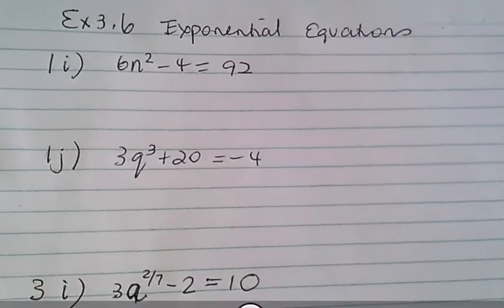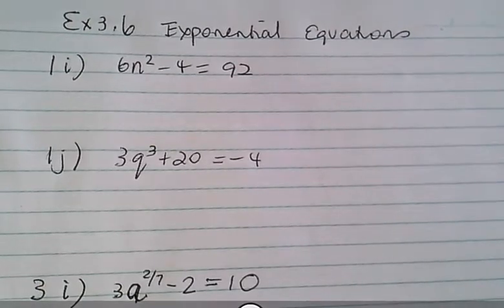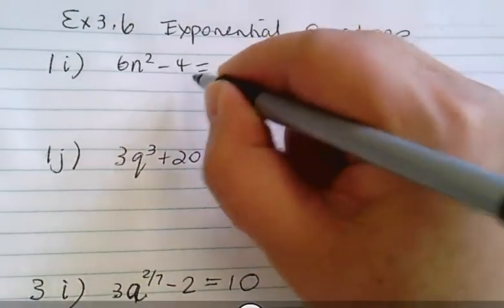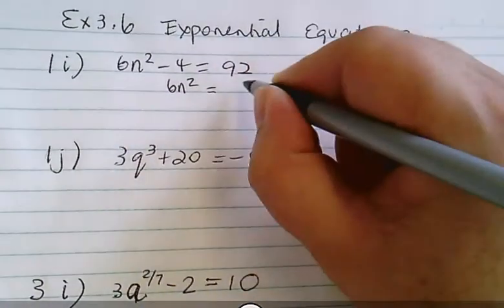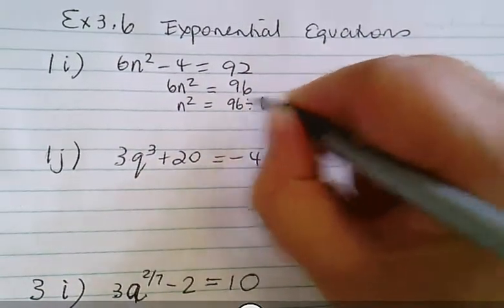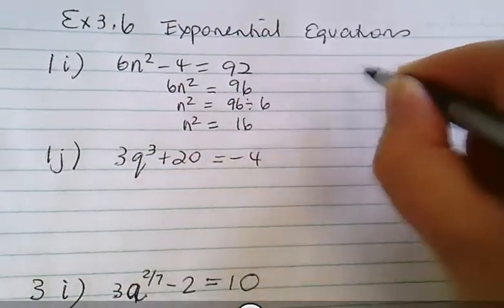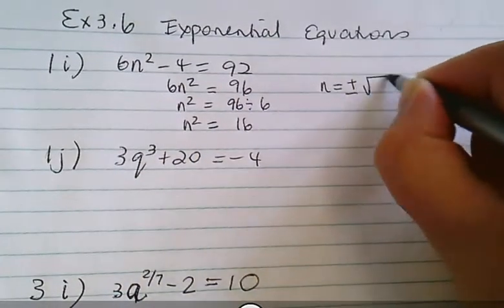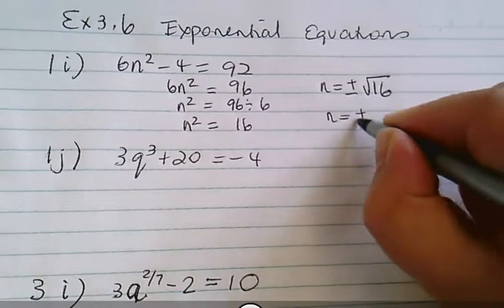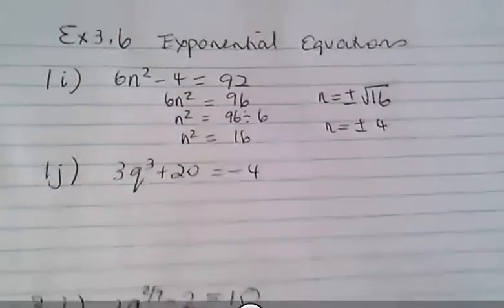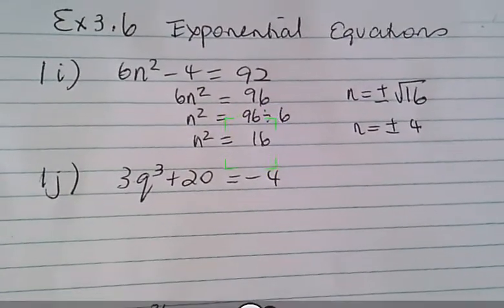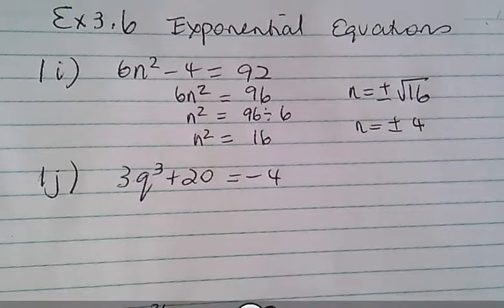So exercise 3.6, exponential equations. We're just going to do a couple from the exercise. More than a couple, but let's start. What have we got? 6n squared is 92 plus 4, it's 96. n squared is 96 divided by 6, which is 16. And so therefore n is plus or minus the square root of 16. Don't forget to take plus or minus, please, which means that n is plus or minus 4. So with squared, the inverse operation of squared is plus or minus square root. Okay? All good?